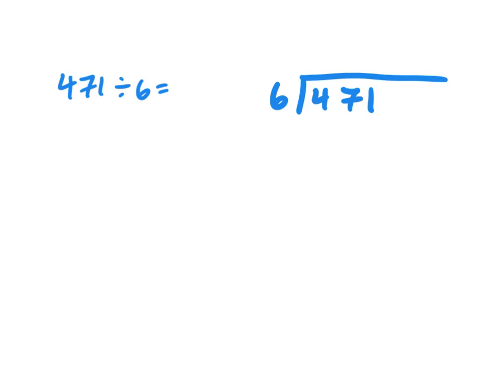Come up with an estimate and then solve. Okay, for my estimate, I probably think about this as 480 divided by 6. I know that 48 divided by 6 is 8, so add the 0, and that gives me an estimate of about 80. Now I'm ready to solve. 6 goes into 4 0 times. Now I've got to look at the 47.